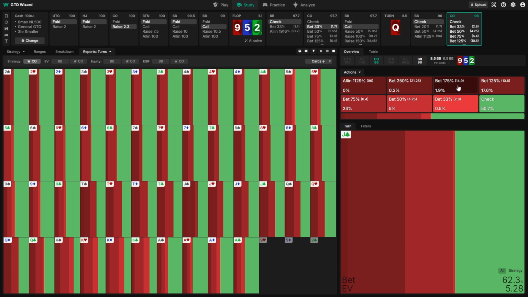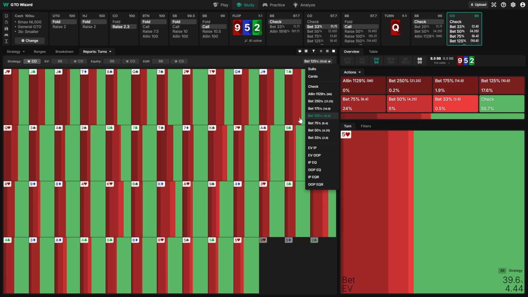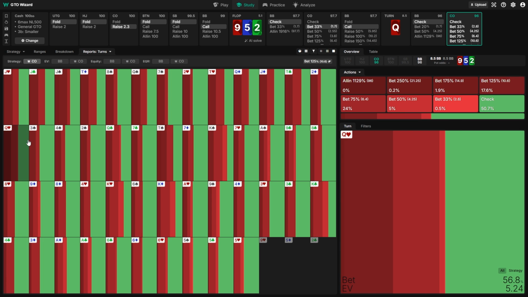175% at some frequency, 125% at a pretty reasonable frequency. And there's going to be certain specific turn cards where the overbet is quite prevalent. It's quite a significant part of the strategy. If we filter for frequency here, we can see that the most common cards for the overbet are going to be a jack, a 10, an 8, a queen, cards like that that are pretty much just a turn brick.